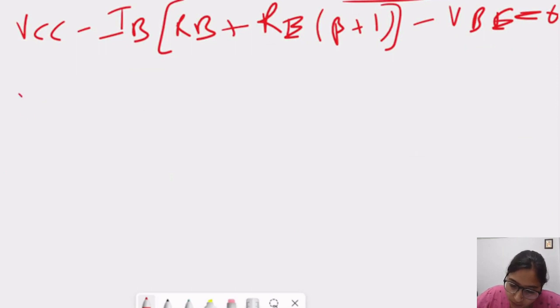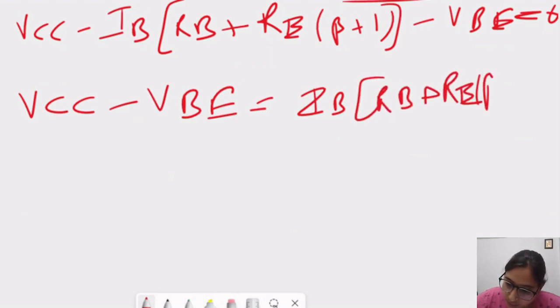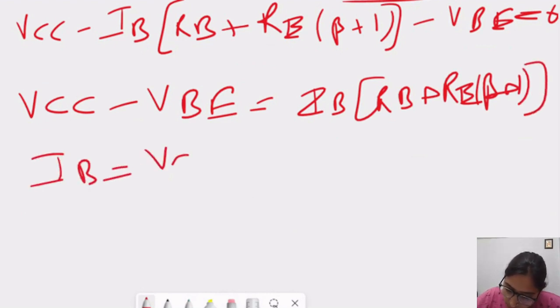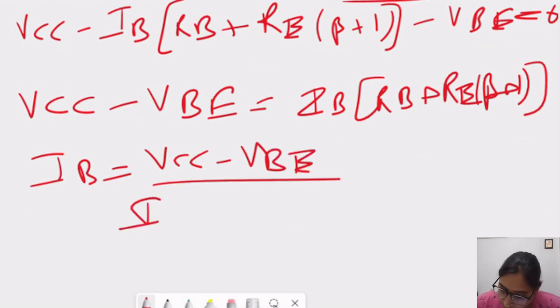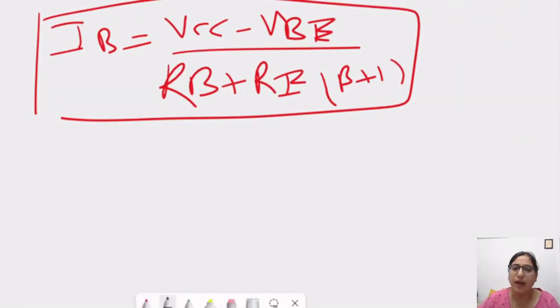So in this equation, what is the value of IB? VCC minus VBE equal to IB (RB plus RE (beta plus 1)). So the value of IB is nothing but VCC minus VBE upon (RB plus RE (beta plus 1)). Okay. Now this is the value of IB.